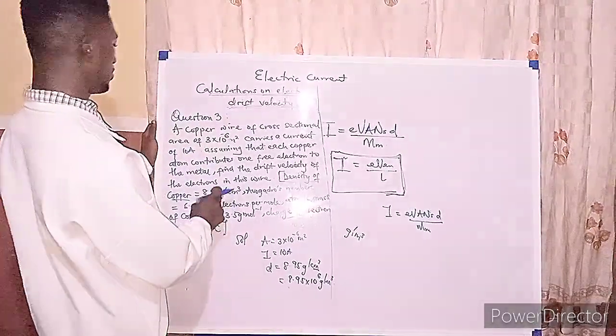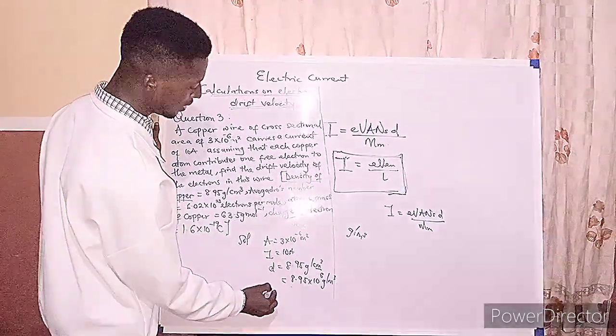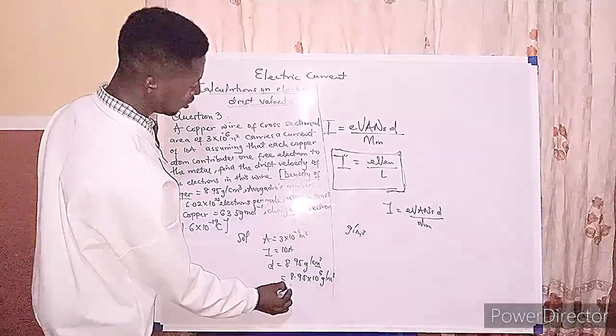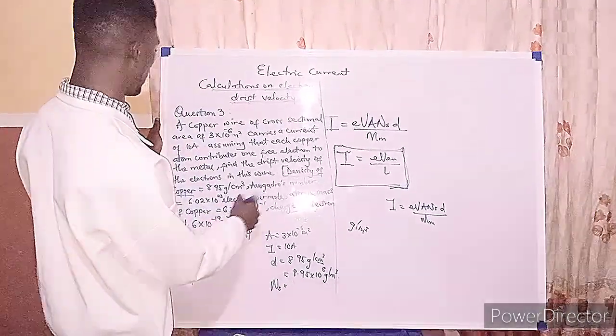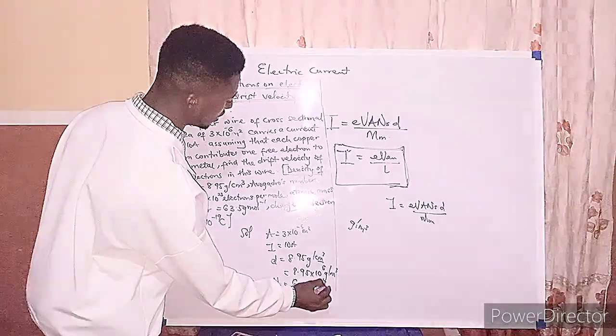So we've converted that. Here we also have Avogadro's number. What do you use to represent Avogadro's number? That is NS. You use NS to represent Avogadro's number, and it is given as 6.02 times 10 to the power 23.